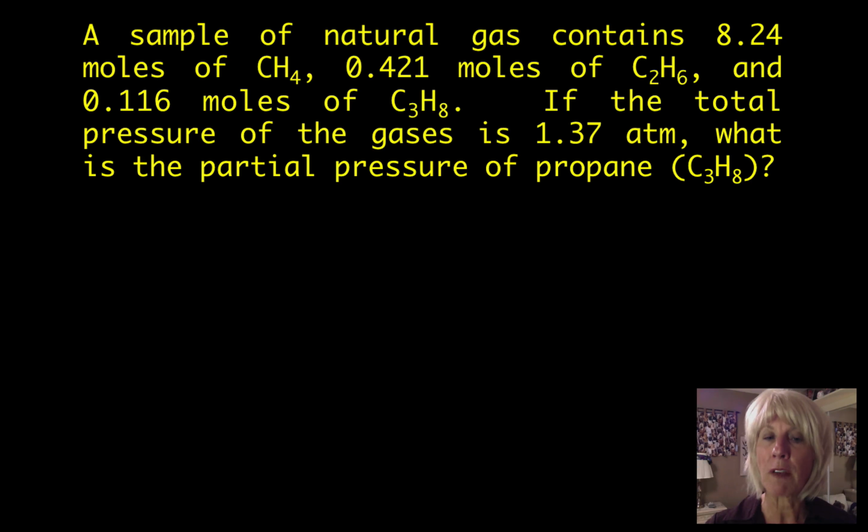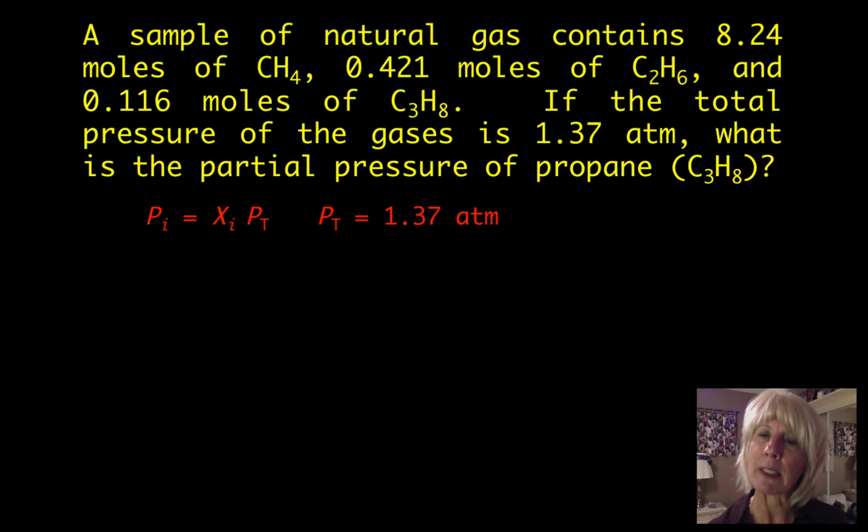Well, in order to solve this problem, we need to know the following formula. P sub i is equal to chi sub i times P total. What this means is that the partial pressure of i is equal to the mole fraction of i times the total pressure. Now in this problem, I gave you that the total pressure was equal to 1.37 atmospheres.